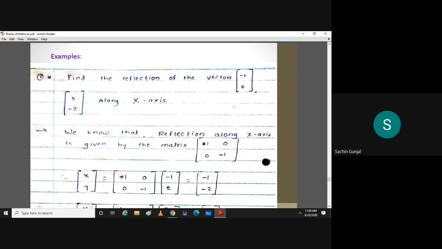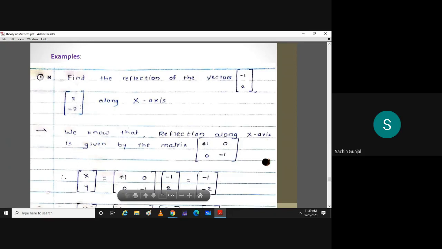Using a matrix also you can get it. My reflection matrix about x-axis is 1, 0, 0, -1. Now this was my given vector -1, 2. So do this matrix multiplication, and you will have -1, -2 as the resulting vector.